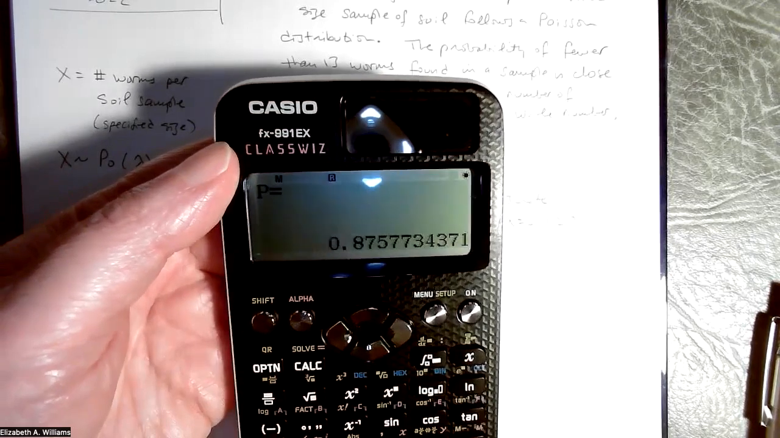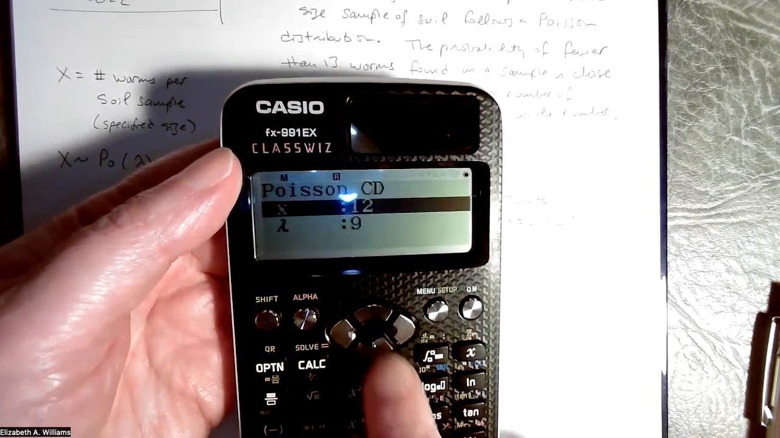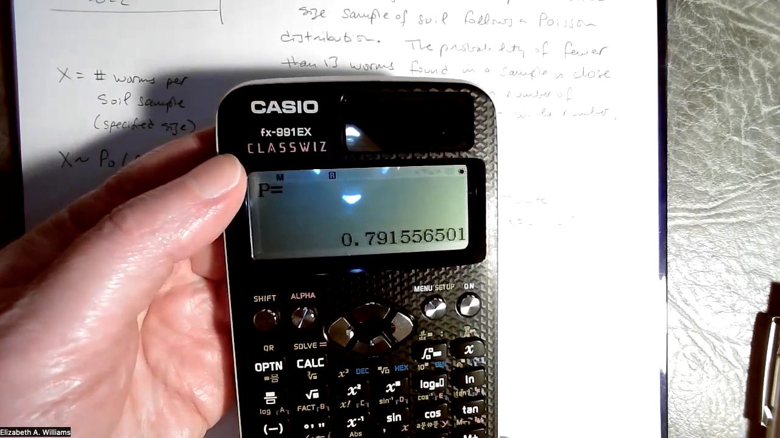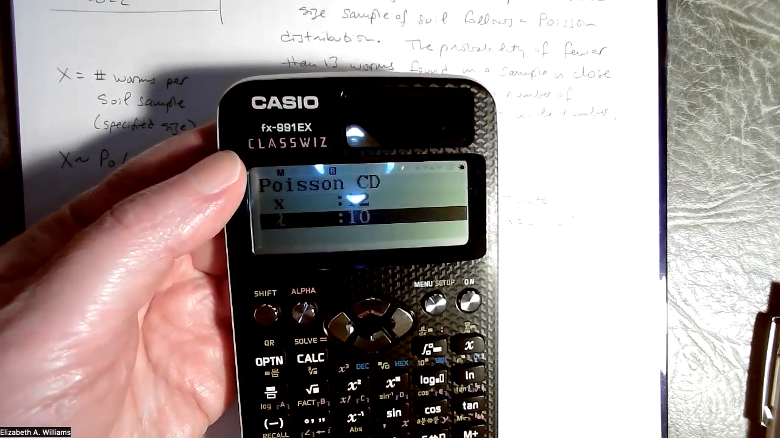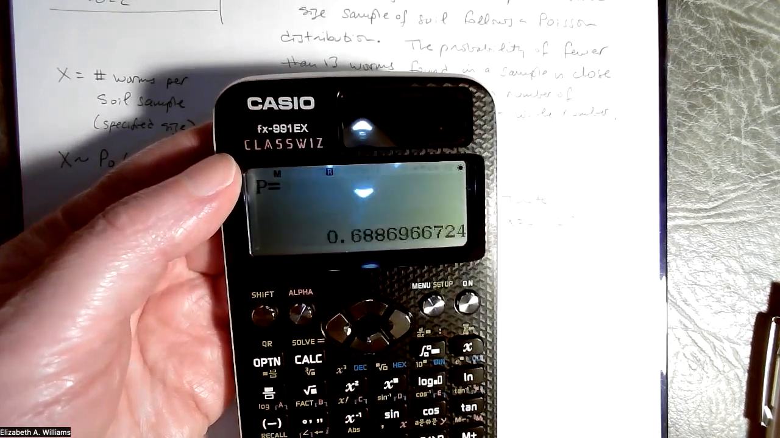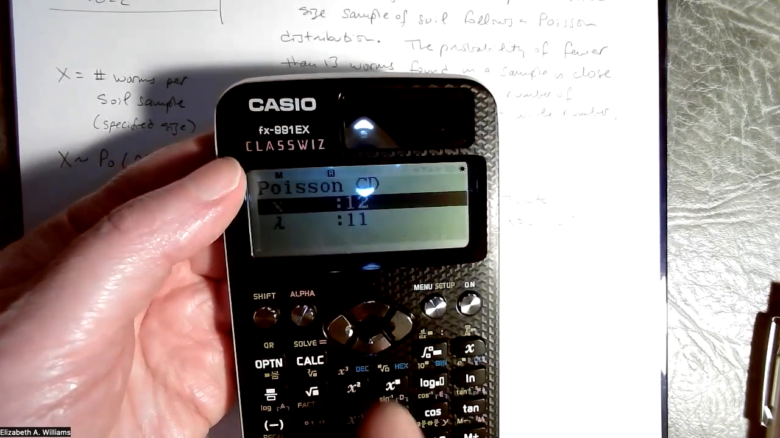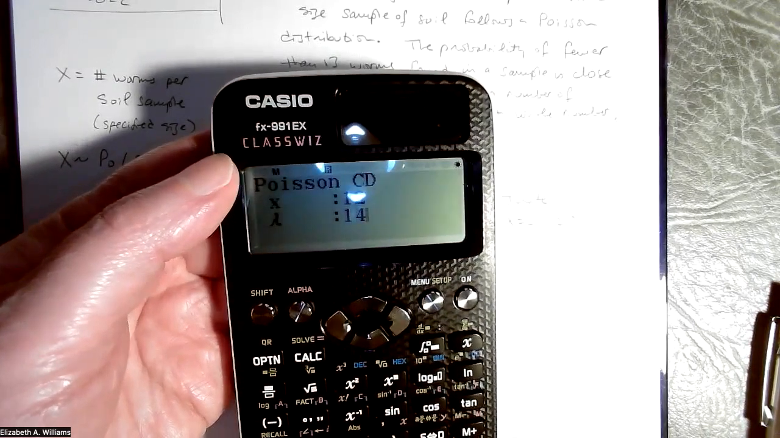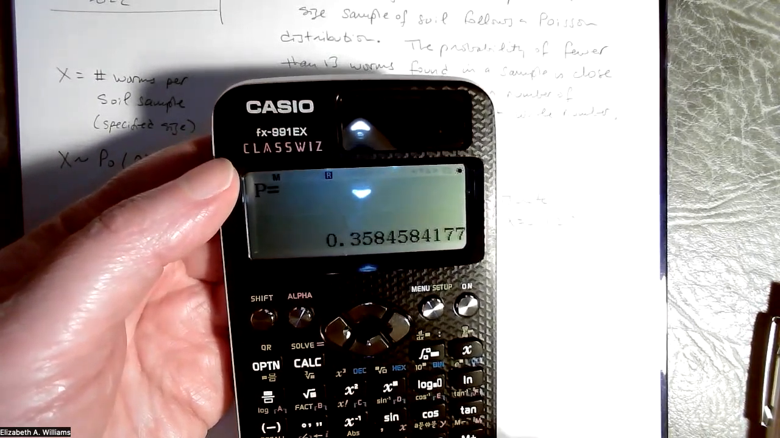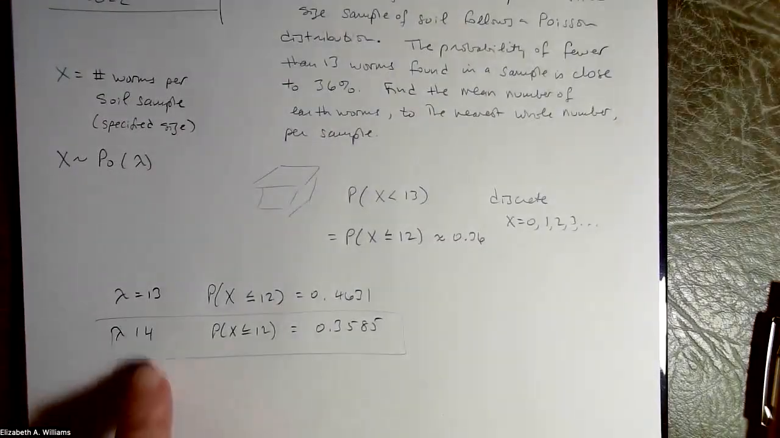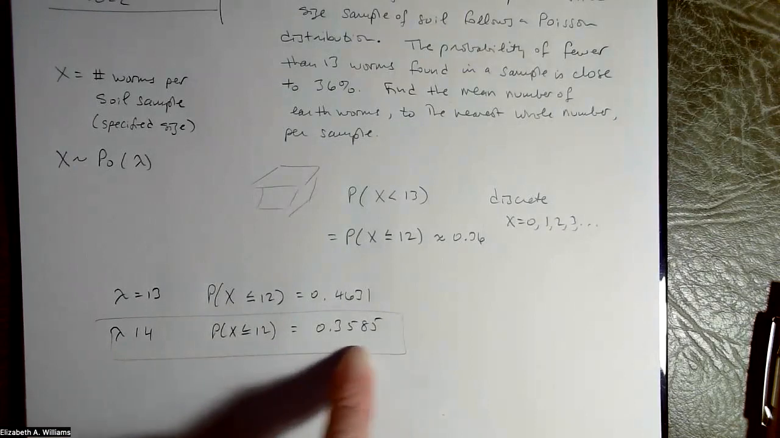You're like, okay, that's no good. 9 was no good for lambda. All right, let's try 10. Nope, that's still way too high. Let's try 11. And you just go through your numbers one by one until you hit around 36%. You'll realize that by the time you guess 14, there you are. And you might want to test 13 and 15 just to make sure.